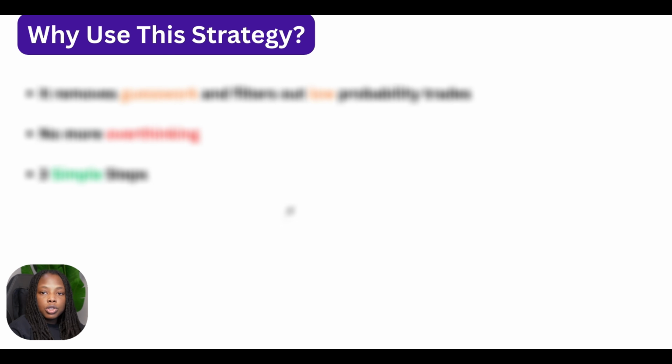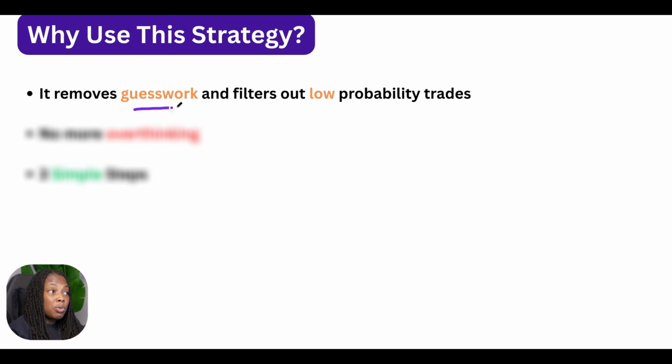Now, why do you want to use this strategy? Because it will remove the guesswork and filter out those low probability trades. It can literally be the difference in your win rate. And you know that having a higher, or at least a tolerable, win rate affects your confidence. You also want to stop overthinking. You want your setups to be as clear to you as possible, so you take them without hesitation.